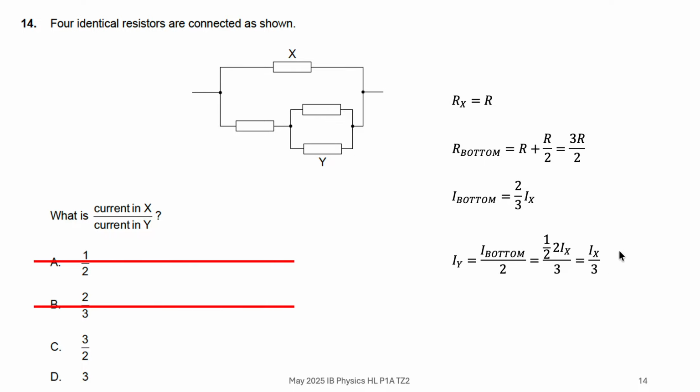The current in Y is IX divided by 3. We started with 2 over 3, we divide it by 2, we get IX over 3. Why is that relevant? Well, now we can do the division. IX over IY is just IX over IX over 3, which gives me 3, which is why the answer here is 3.